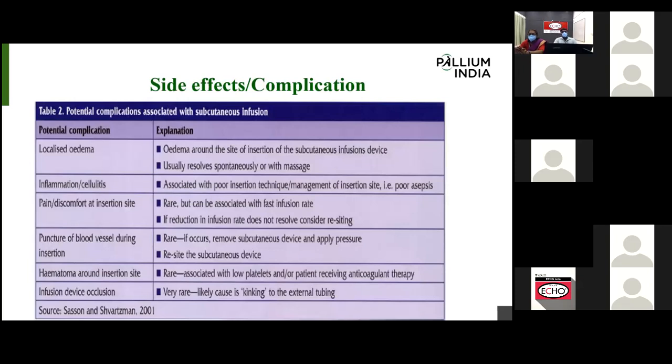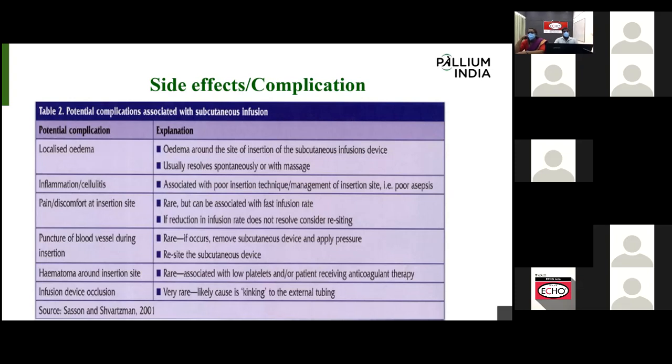Then some side effects or complications, just listing them out. First one, localized edema. First of all, we need to explain to the caregivers that some localized, mild edema is normal. If it is sustained after some time and does not resolve, or it becomes much more edematous, we need to give the explanations. Usually it will resolve spontaneously, or with mild massage we can subside the localized edema. If there is much more edema, we need to change the area, as we can expect poor absorption on that area. Then inflammation or cellulitis.